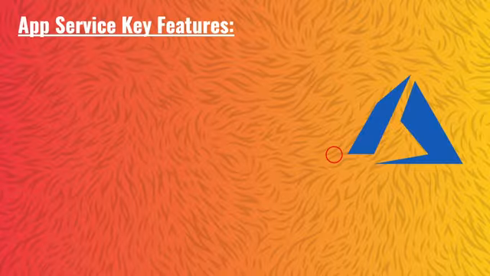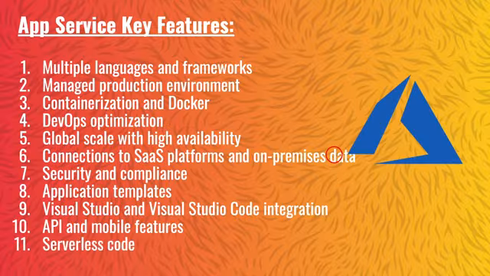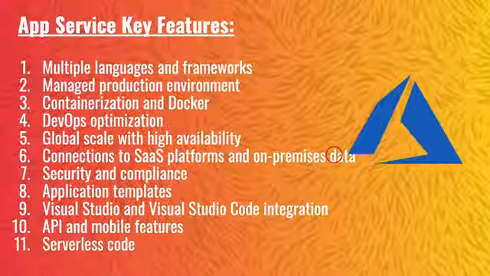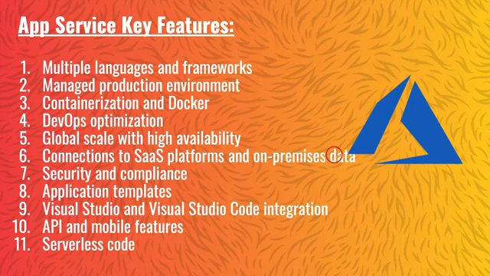And coming to the app service key features, we have a couple of key features here. Okay, so multiple languages and frameworks, managed production environment, and after that containerization, Docker, DevOps optimization, security and compliance, application templates, Visual Studio Code integration, and after that API and mobile features like that, serverless code. So these are the service key features, guys. You can just go through that. If you have any doubts, please let me know in the comment section.